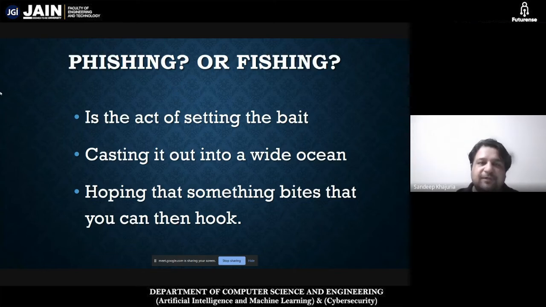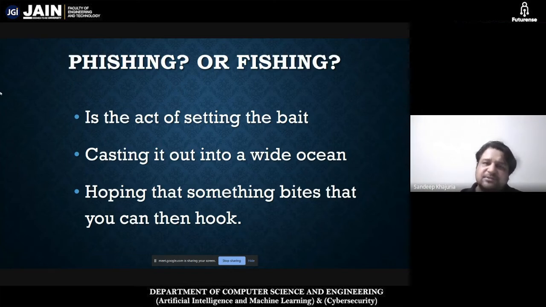Now, if you are going for a bigger fish, that is called whaling, because you are looking to bait a whale, right? That particular whale could be a CEO of an organization, or the vice president of an organization. So you are looking to grab hold of that person who is something in their organization. So that is called whaling.